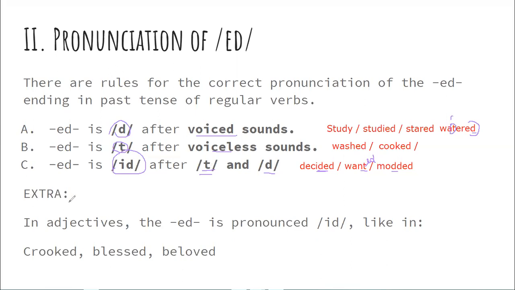Otra cosa interesante es que los adjetivos terminados en ED, adjetivos, ojo, su pronunciación siempre es id. Like crooked and blessed and beloved. Crooked, que es como chueco. Blessed, bendito. Beloved. Esta ed siempre va a ir pronunciada id. Estos son solo los adjetivos, ojo. Los verbos siempre van a entrar en estas tres categorías, A, B y C.